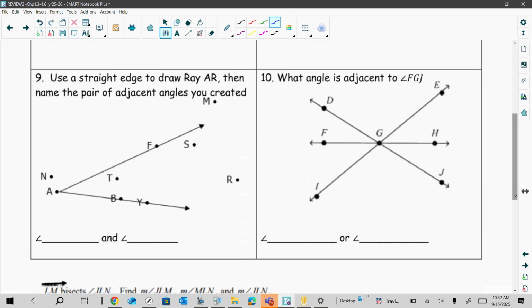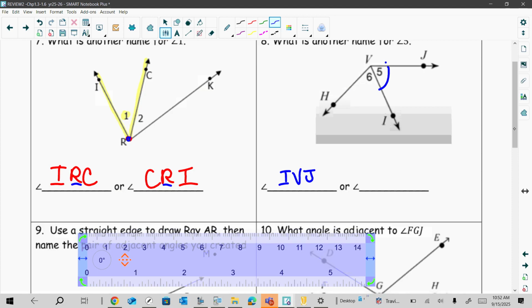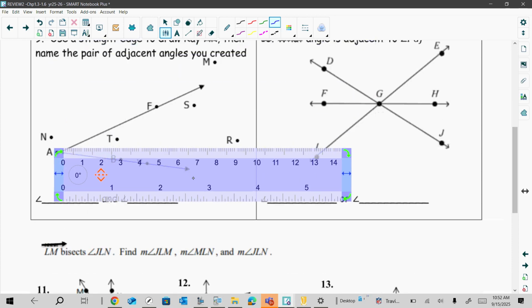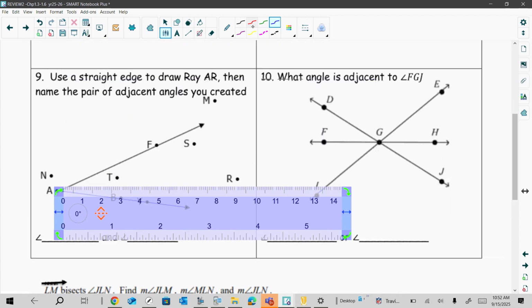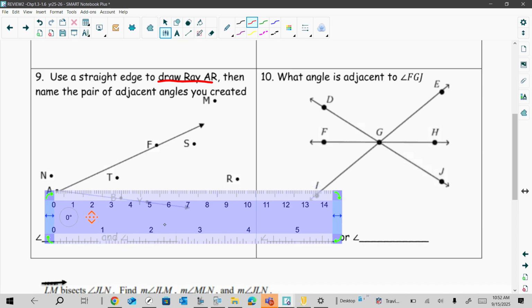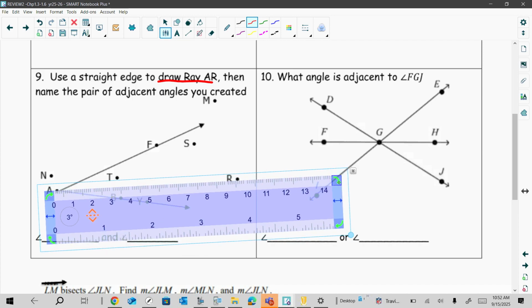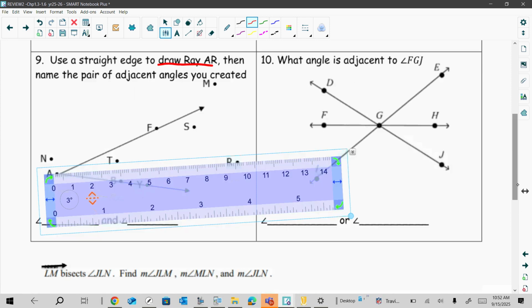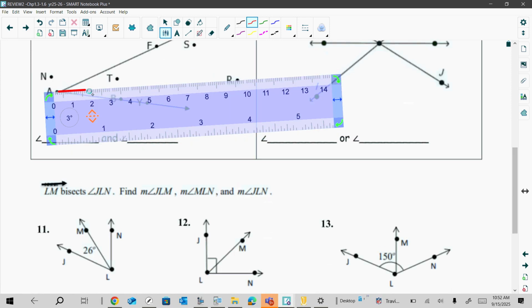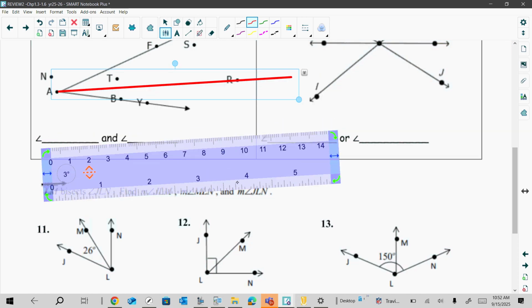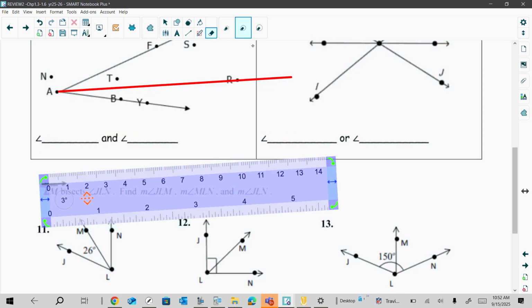All right. Take your straight edge. I'm going to use an actual ruler, guys. So let me bring it down. You can use a protractor, but we're connecting. It says right here, we're going to draw ray AR. So I have to connect from A to R and draw a line to connect those points to make the ray. All right, so I drew my ray. Here it is, from A to R.